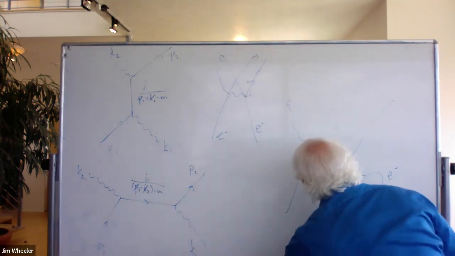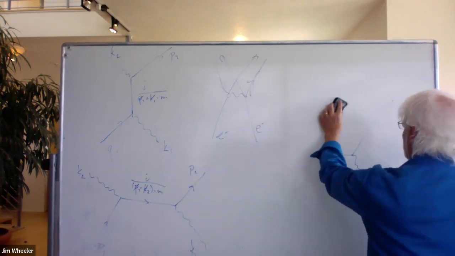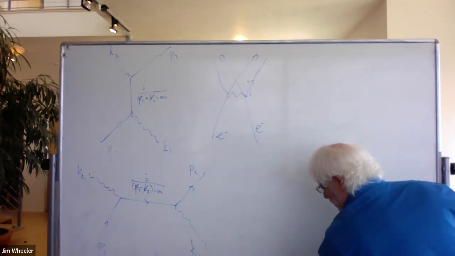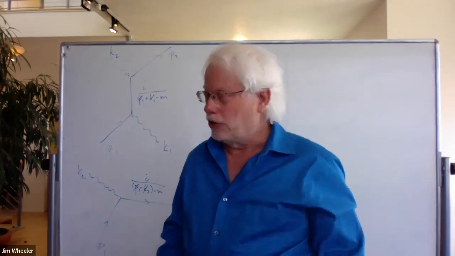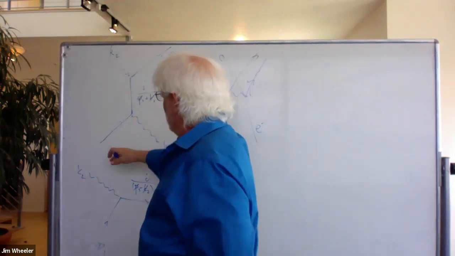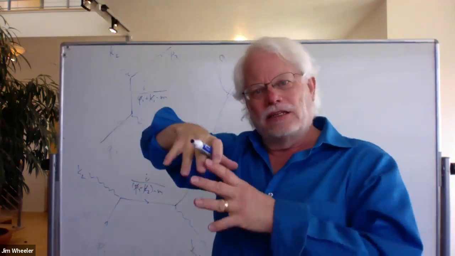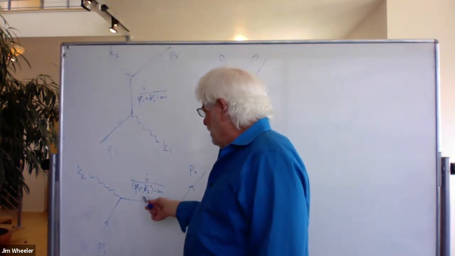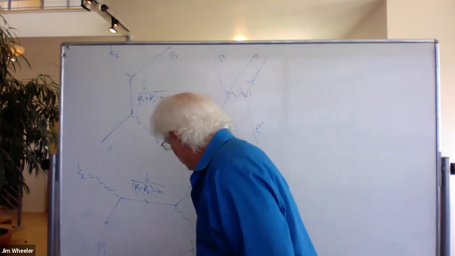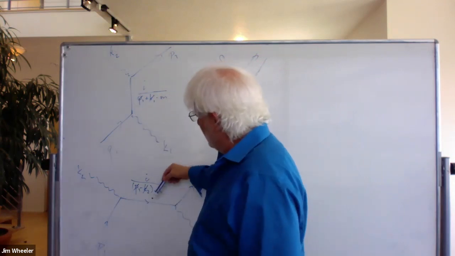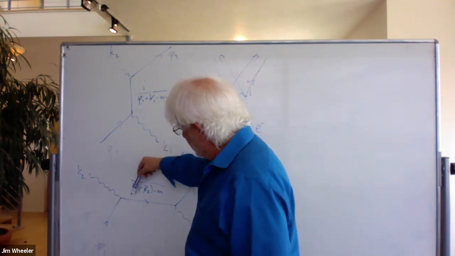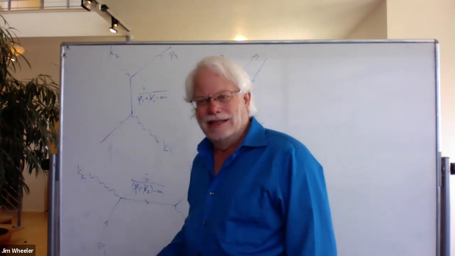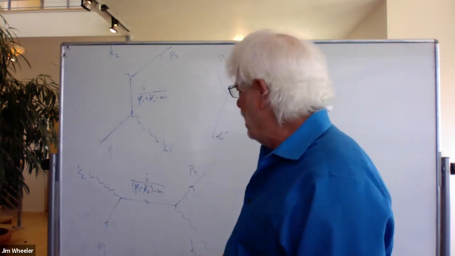Yeah, we haven't really talked about the difference between real and virtual particles. Basically, a virtual particle is anything you don't observe. So these are real and those conserve momentum overall. But these internal lines, as long as the total momentum is conserved here, this could be pretty much any amount, as long as you actually have a positive energy photon coming out.